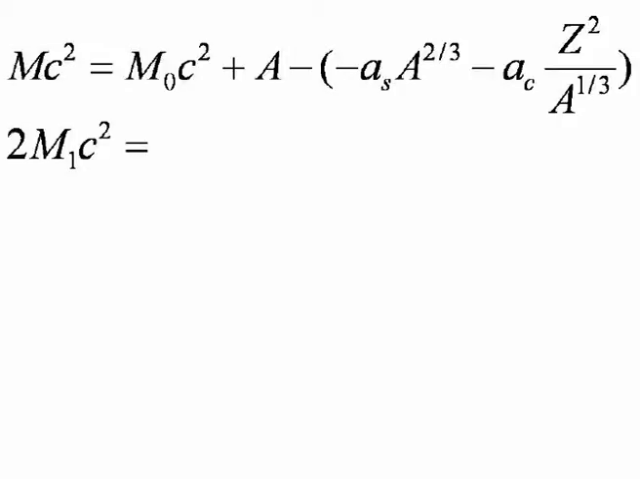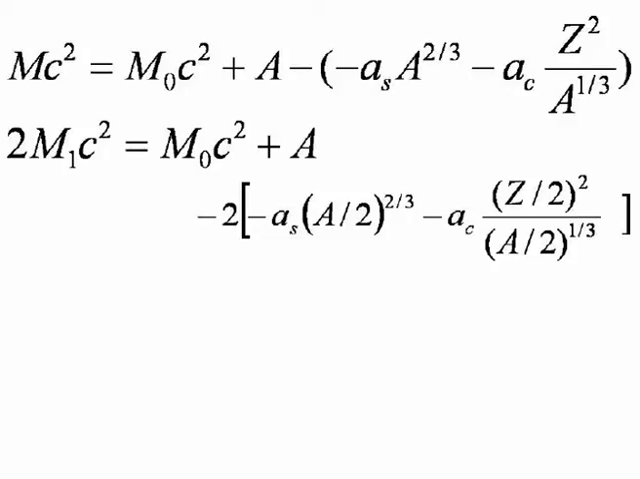That is the final rest mass energy, and this part will remain as such, because there is the same number of neutrons and the same number of protons, and the volume term and the asymmetry terms are equal. So this whole thing is multiplied by 2, and then this will be minus a_s times (A/2) to the power 2/3, and minus a_c times (Z/2) squared, divided by (A/2) to the power 1/3.